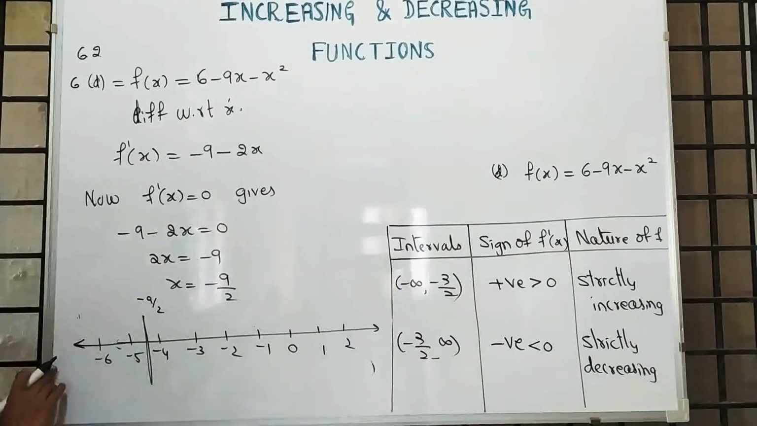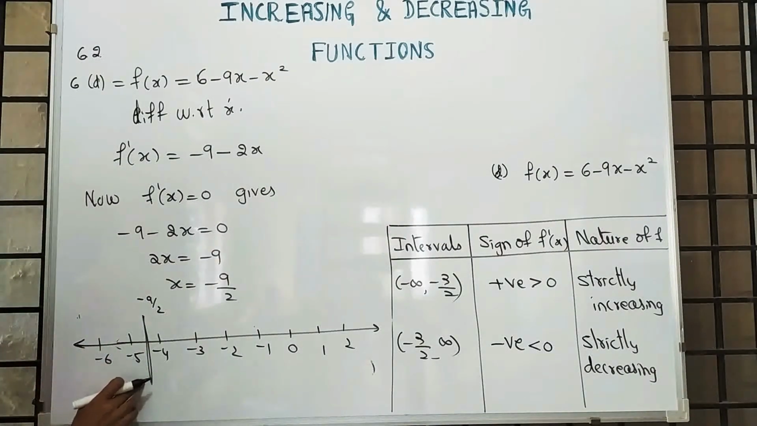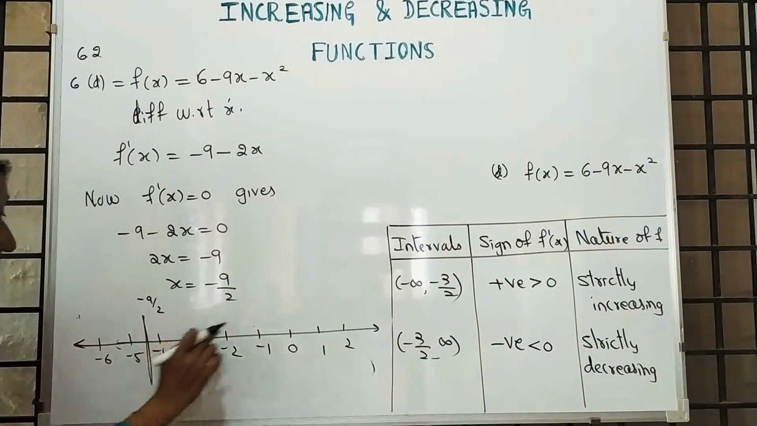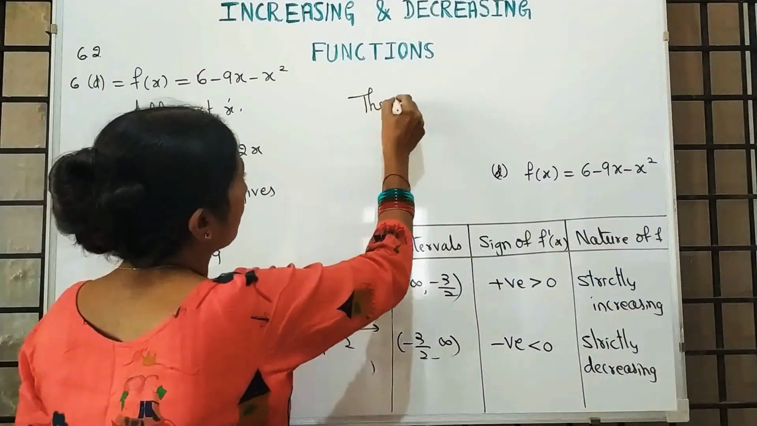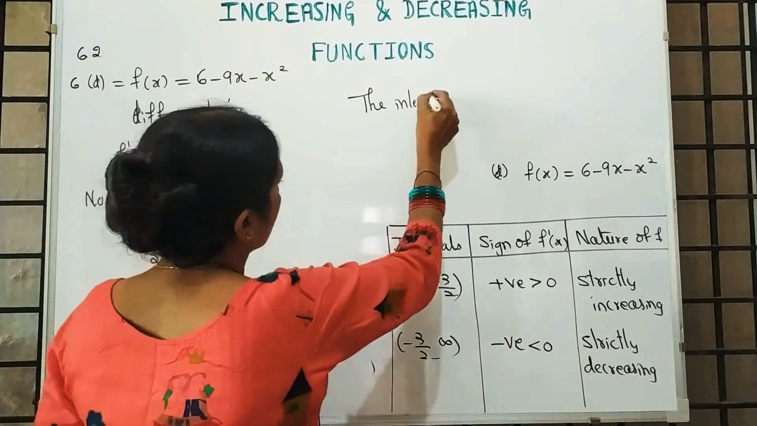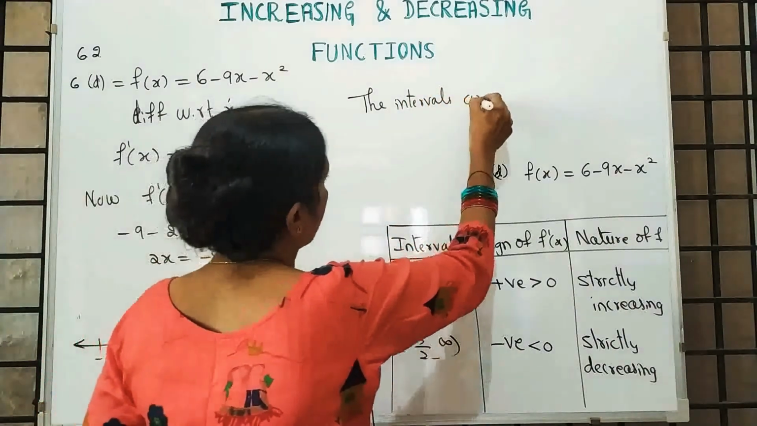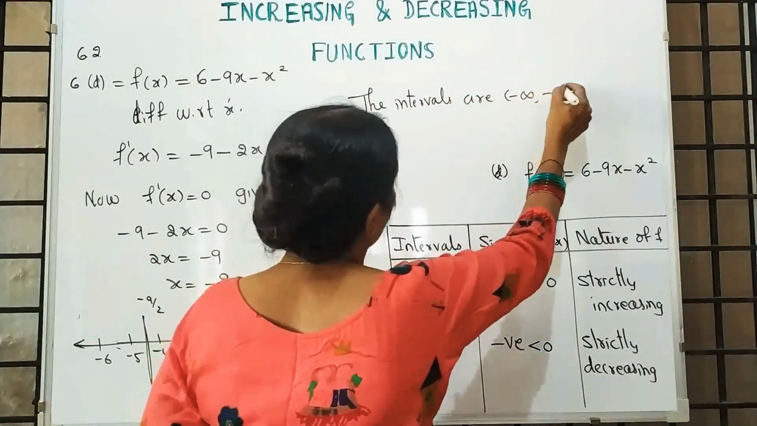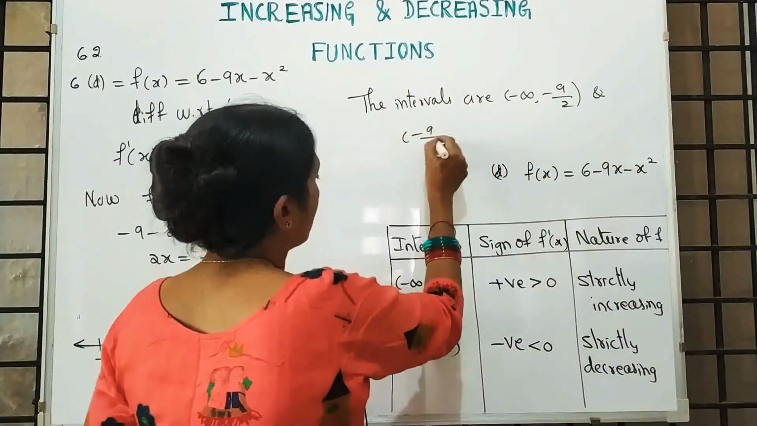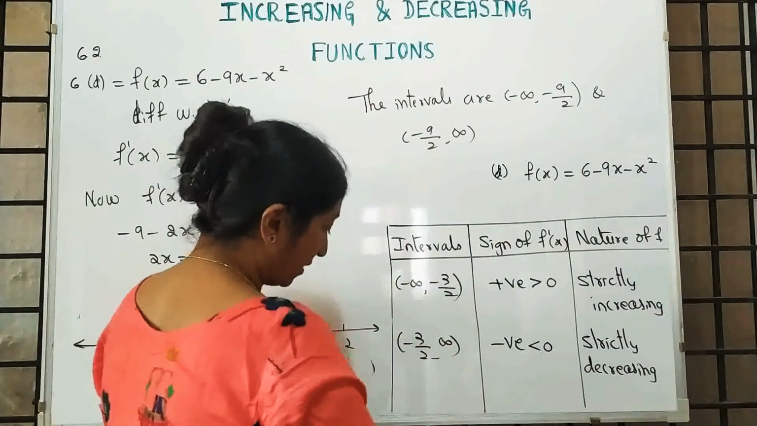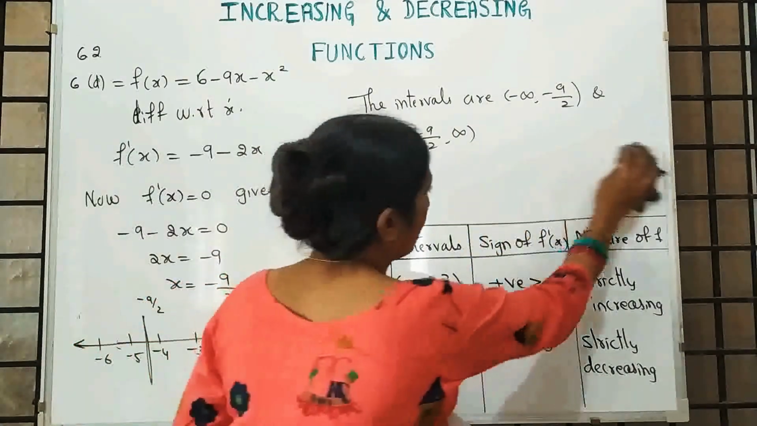Now the intervals are minus infinity to -9/2 and -9/2 to infinity. After writing the intervals, write a table.